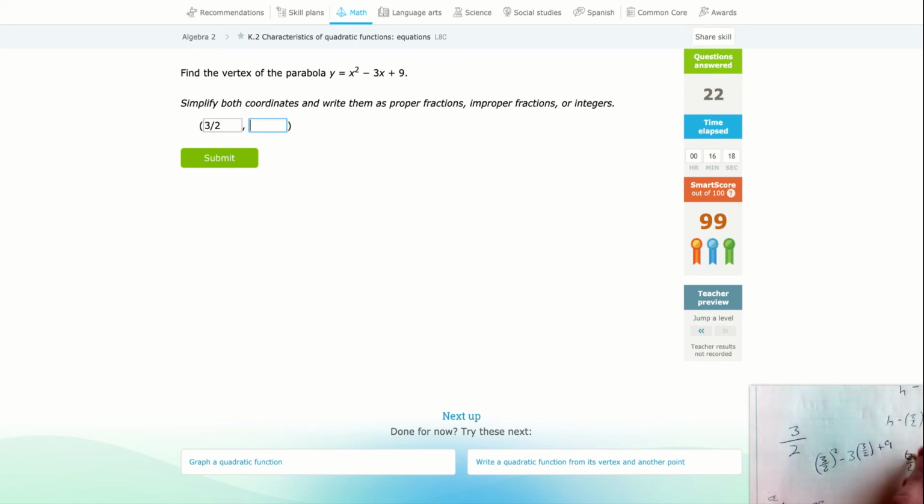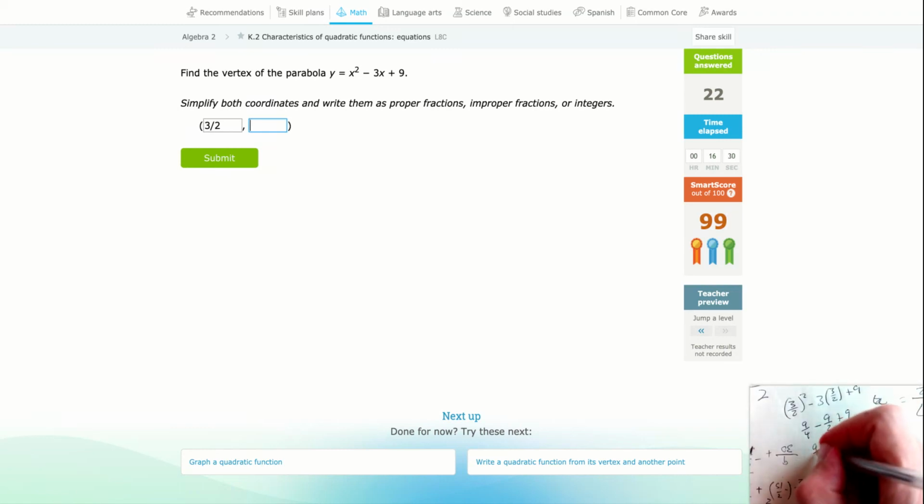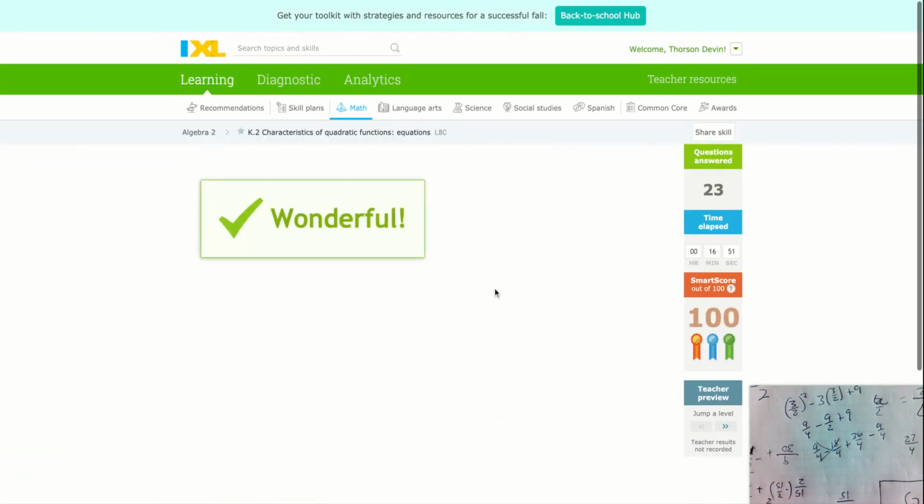That'd probably put you to sleep. I'm probably pretty monotone. 3/2 squared is 9/4. 3 times 3/2 is a minus 9/2 plus 9. Let's get a common denominator. So we got 9/4 minus 18/4 plus 36/4. So those two are going to leave me a minus 9/4. 36 minus 9 is 27/4. 27/4. Submit. Look at that, I did it.